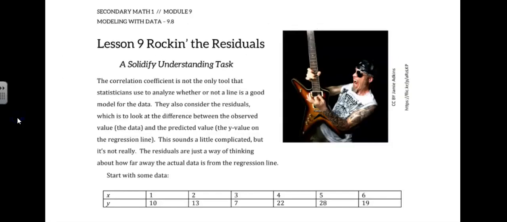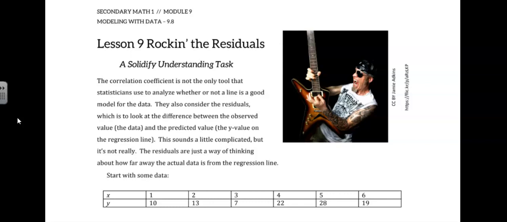The correlation coefficient is not the only tool that statisticians use to analyze whether or not a line is a good model for the data. They also consider the residuals, which is to look at the difference between the observed value, the data, and the predicted value, the y value on the regression line. This sounds a little complicated, but it's not really. The residuals are just a way of thinking about how far the actual data is from the regression line.